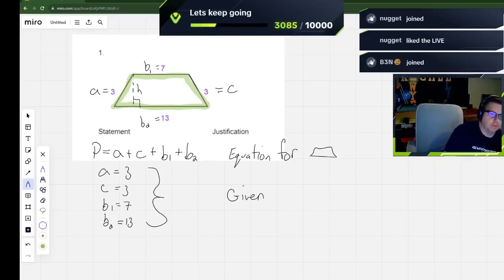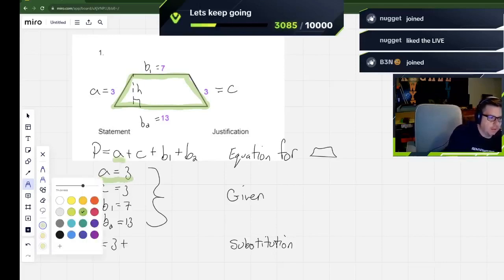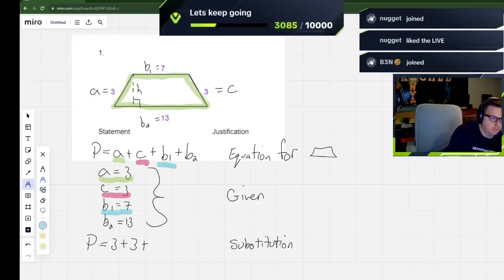So now that we have that given information, I tell my students it's substitute and solve. So we're going to use substitution, and we're going to be able to find this perimeter now. Because A, if I highlight it, A is 3 plus C is 3 as well, plus base 1 is 7, plus, and then we're going to get our last one, base 2, and base 2 is 13.